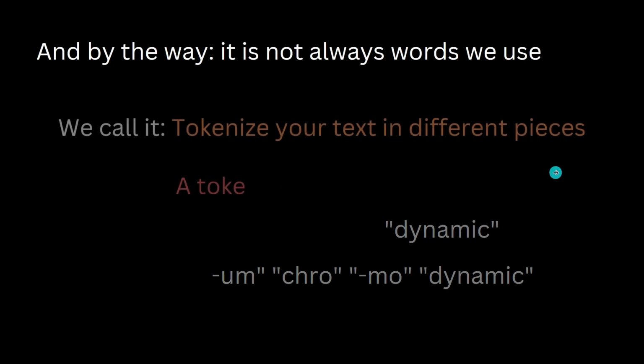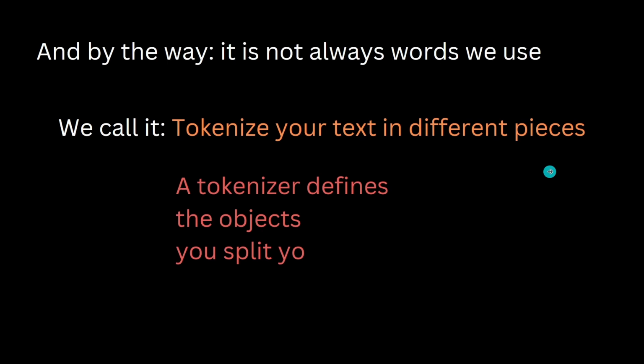So we have to understand there is a particular tool also in artificial intelligence. It's called a tokenizer. So it is not always the words that we use, but we tokenize our text in different pieces. And it is not words of our sentences. Sometimes the tokenizer defines the objects. You split your words in two.